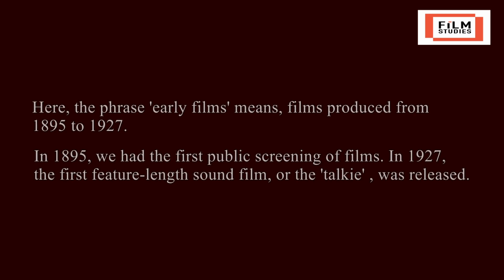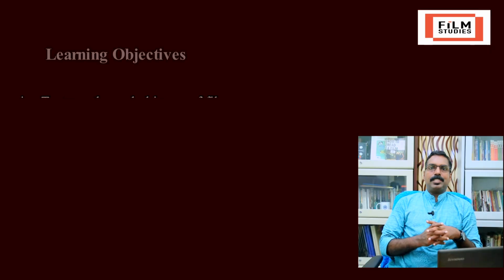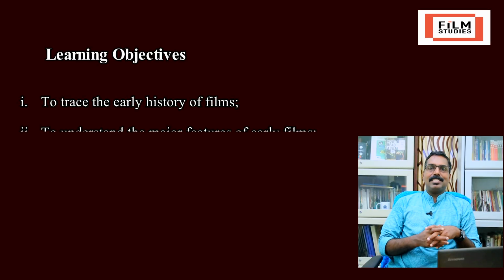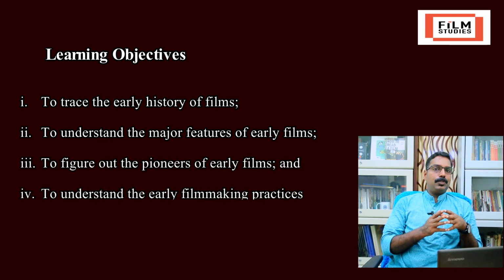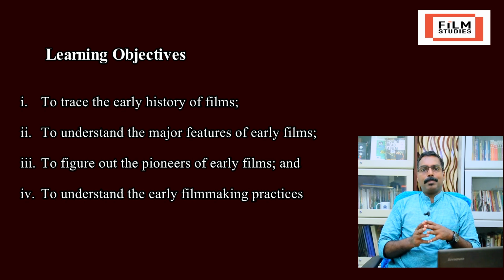In this module, we discuss some of the major turning points in the history of early films. Here the phrase early films means films produced from 1895 to 1927. In 1895, we had the first public screening of films. In 1927, the first feature-length sound film or the talkie was released. Following are the learning objectives of this module: to trace the history of early films, to understand the major features of early films, to figure out the pioneers of early films, and to understand the early filmmaking practices.